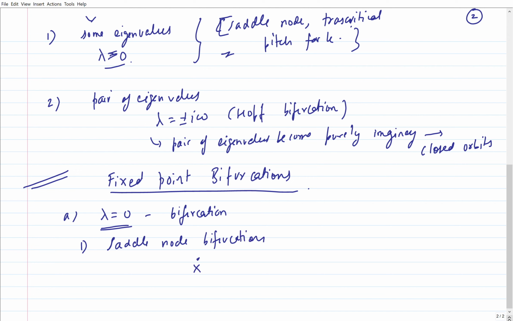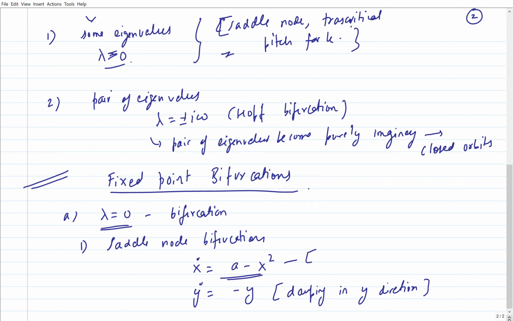And in 2D, let's say I have this as my system of ODEs. So this is just a damping in the y direction. And if you look at it, this was very similar to the saddle node bifurcation in 1D. This is a 1D system. These are uncoupled systems. So interesting stuff happens here.